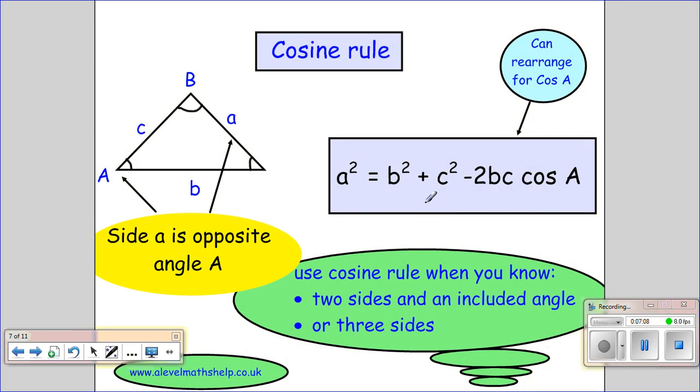The cosine rule is normally given like this in a formula book, but you need to check with your syllabus. And you can see you can rearrange it to get cos A, or you could rearrange it to get B squared or C squared or any such thing. Now we use the cosine rule when we know two sides and an included angle. So there's only one angle we're interested in, there's only one angle we're either given or want to know, or we know three sides.